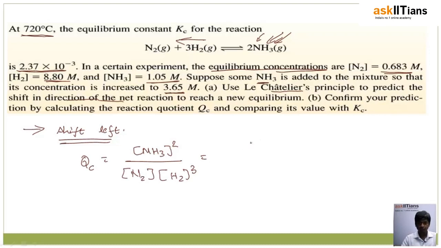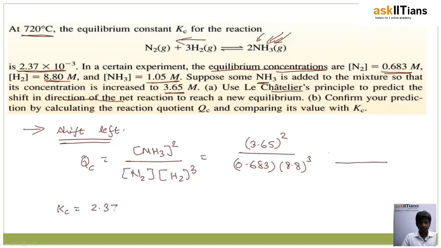So NH3 is how much? 3.65, because its increased concentration is now this much, correct? And then the nitrogen concentration is how much? 0.683 to the power 1, and the hydrogen concentration is 8.8 to the power cube. All you need to do is calculate this. You have already been given the value of Kc, which is 2.37 into 10 to the power of minus 3.